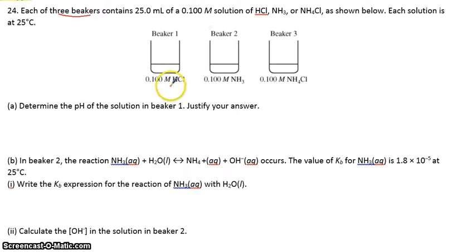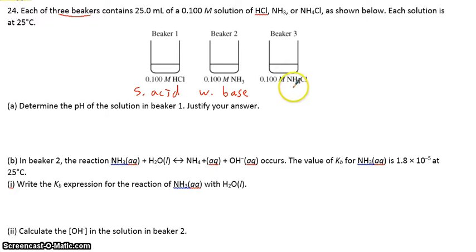Here they are. Notice the concentration is the same. We have hydrochloric acid, ammonia, and ammonium chloride. Now realize that hydrochloric acid is a strong acid. Ammonia is the most famous weak base you always see. It's a good idea to remember ammonia as a weak base.